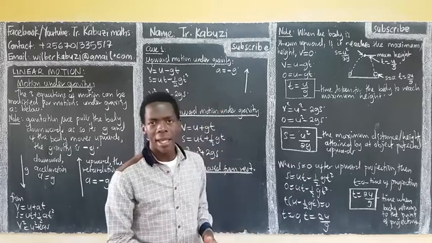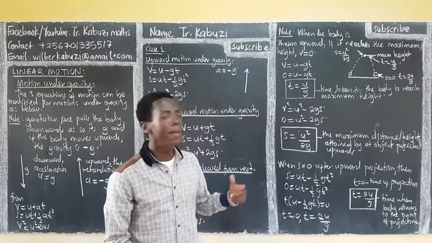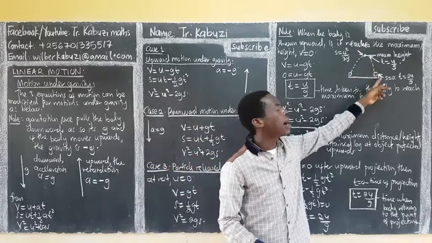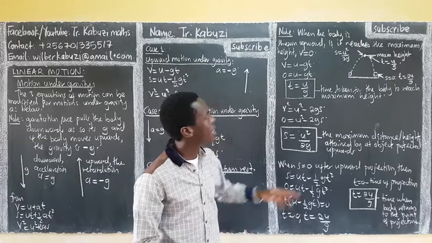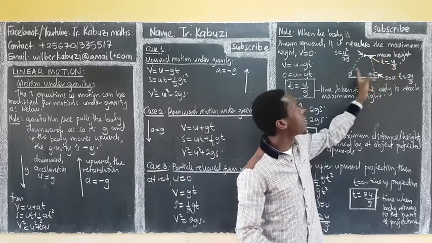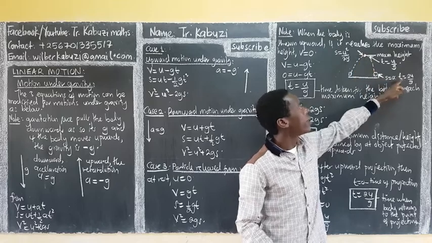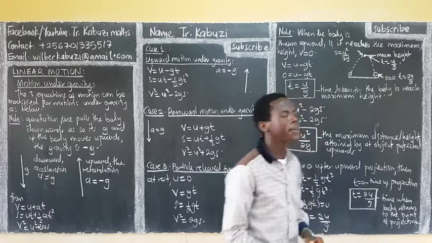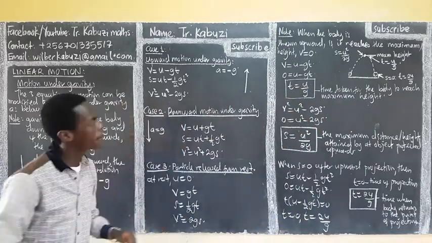Whenever that happens, it means the time it used to go up and the time to come down are going to be the same. That's why when it's going up, it's t equal to u over g. But when it's coming down, this time plus this time, we have 2u over g, which is twice the time it used to go up. Hope you get that.